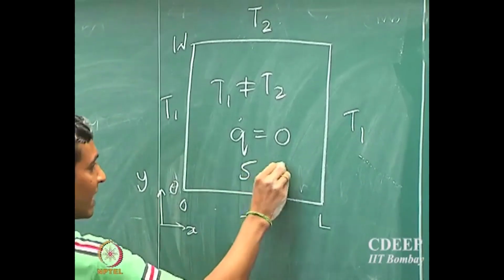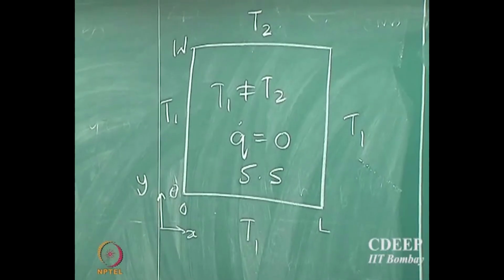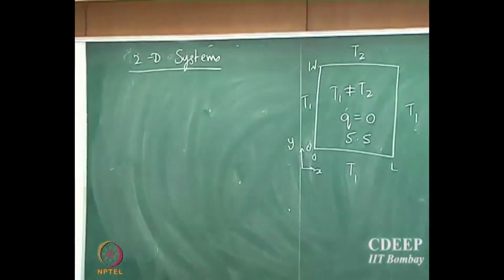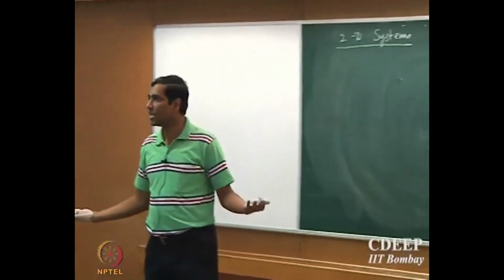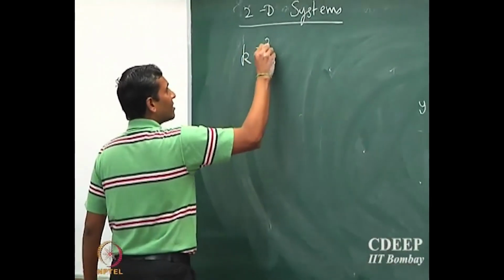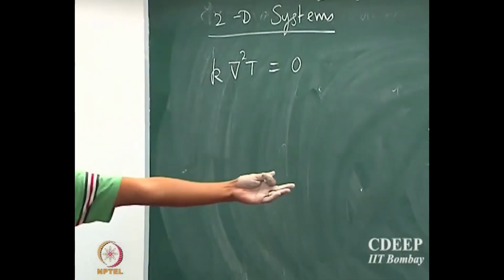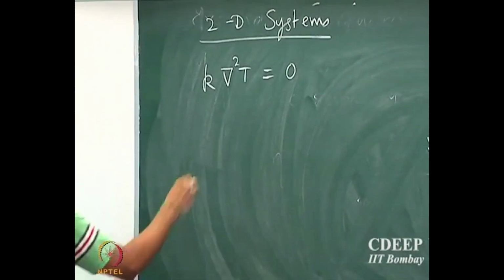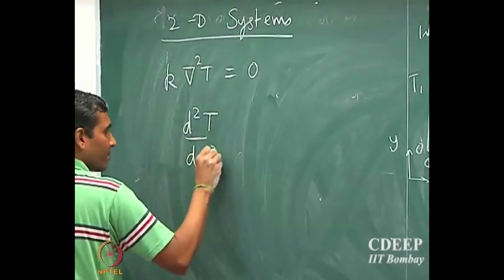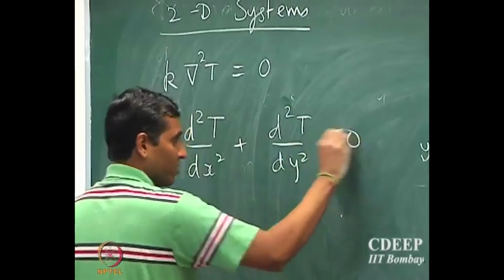And if I assume that it's a steady state condition, what are the processes which are involved here? Only conduction, right? In a general system, you have conduction and heat generation, but here you have only conduction. So the model is very simple. K del square T equal to 0. We said it's steady state, so accumulation is 0. If I open up the Laplacian, it will be d square T by dx square plus d square T by dy square.